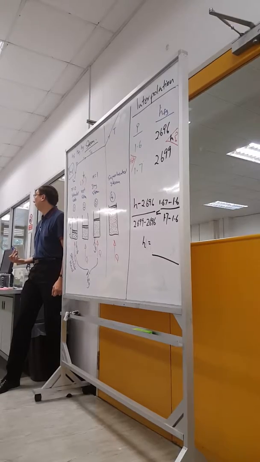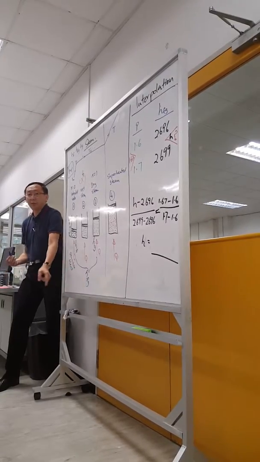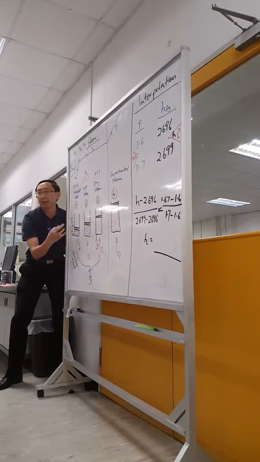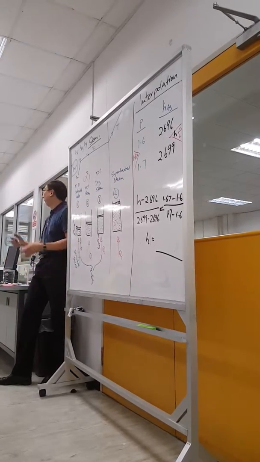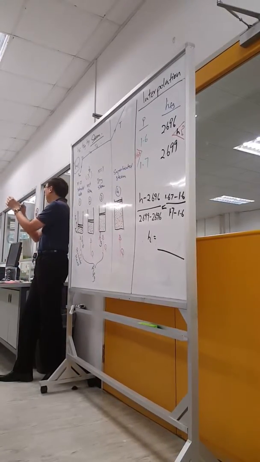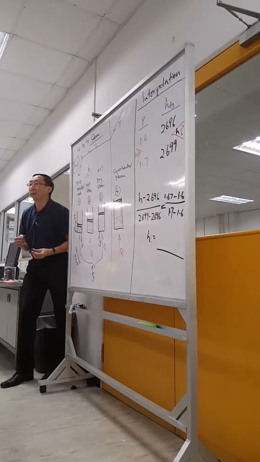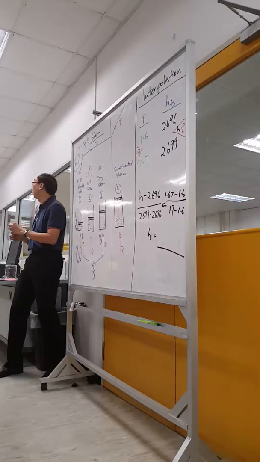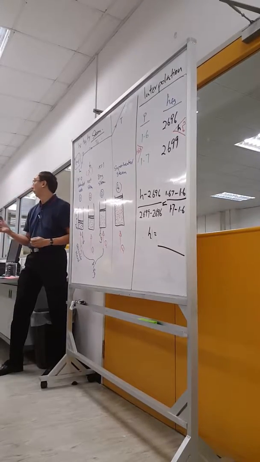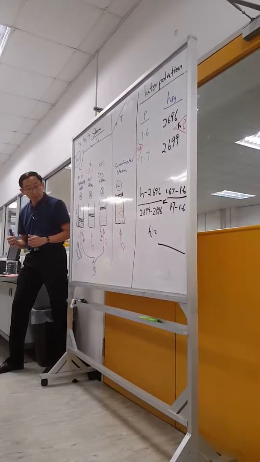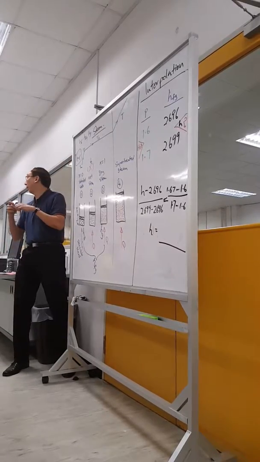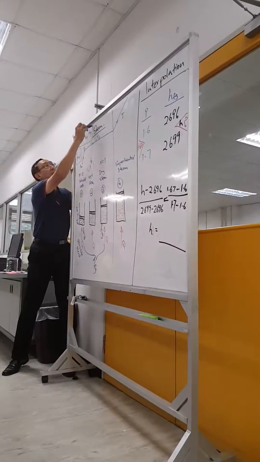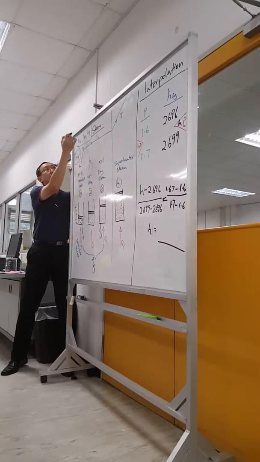HFG is from your liquid phase to a gas phase. That's why I put FG in between, from F to G. Okay now? Question? If you don't understand, please ask. So that clarifies what is HF, HFG, and what is HG.